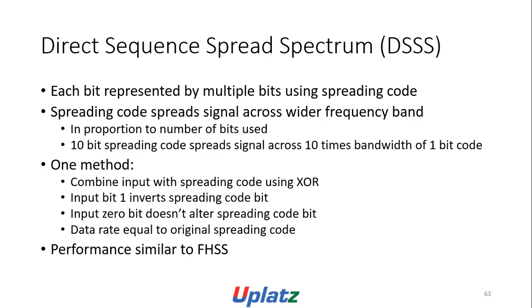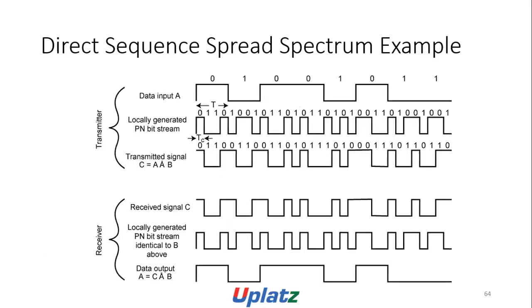One method is to combine the input with the spreading code using XOR. An input bit 1 inverts the spreading code bit. An input 0 bit does not alter the spreading code bit. The data rate equals that of the original spreading code. Performance is similar to FHSS. A direct sequence spread spectrum example is shown.